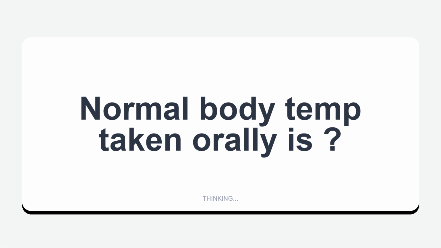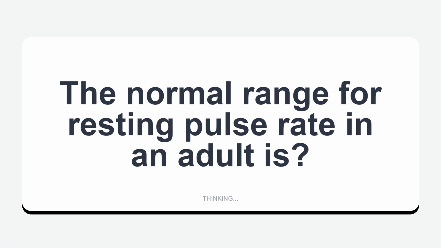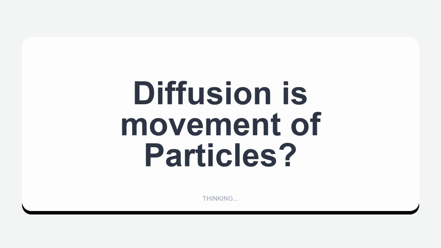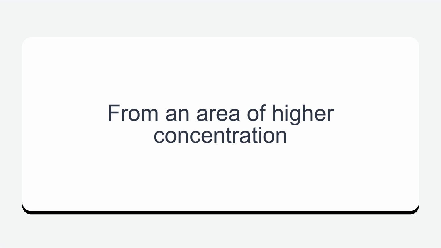Normal body temp taken orally is 98.6. The normal range for resting pulse rate in an adult is 60 to 100 beats/min. Diffusion is movement of particles from an area of higher concentration.